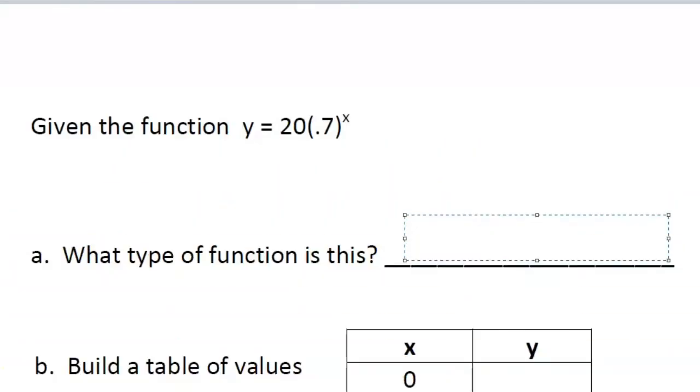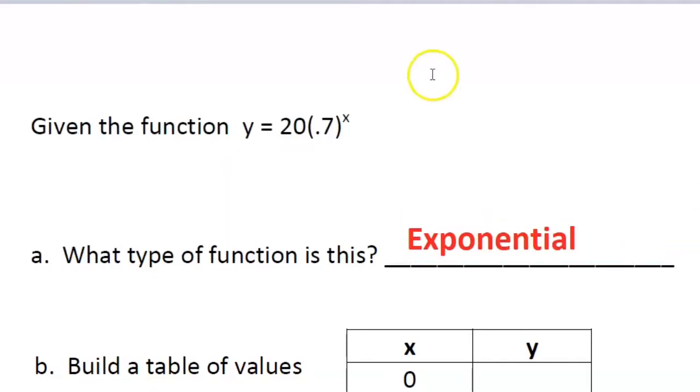Okay, so let's look at this new function, y equals 20 times 0.7 to the power of x. So the question asks, what type of function is this? Automatically, we are going to know that this is an exponential function because there is an exponent of x. Okay, so right here, this exponent of x is always going to give away the fact that our function is exponential.